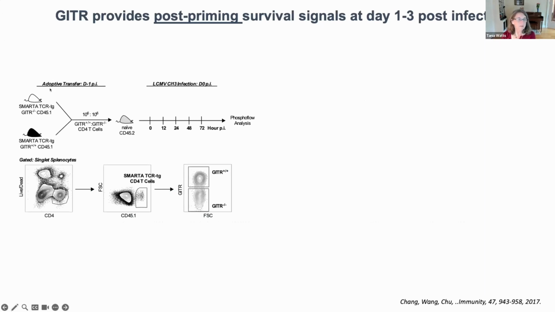In this case, instead of a bone marrow chimera, we injected mice with an equal mixture of wild type or knockout T cell receptor transgenic cells. These T cells all had a receptor for the GP61 to 80 epitope of LCMV. We let them circulate for a day, and then we infect with LCMV. Then we euthanize mice at these time points to ask, when is GITR playing a role in the response? We can detect these cells with CD45, and they either have GITR or they don't.